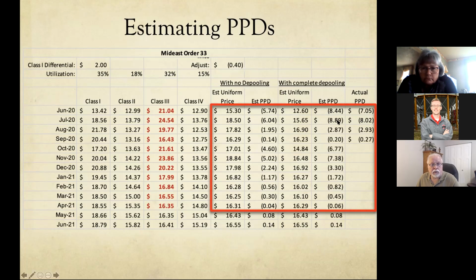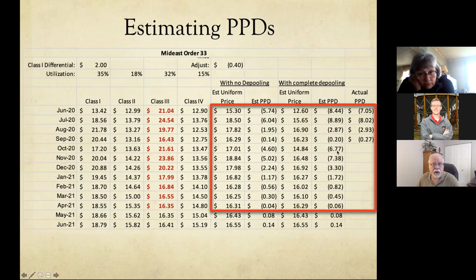It's close to the estimated worst, but not quite everybody depooled. And you can see what's going on over here. Again, in this case, it was a little bit more than what was estimated at the max, and that was because the utilizations were a bit different.